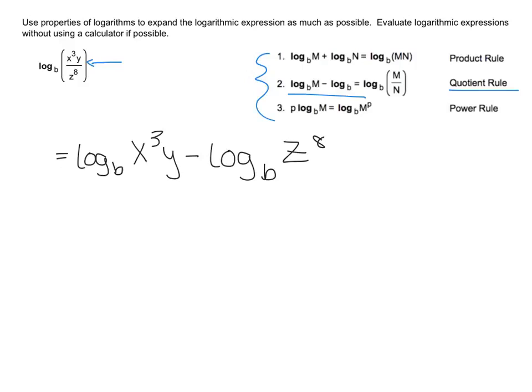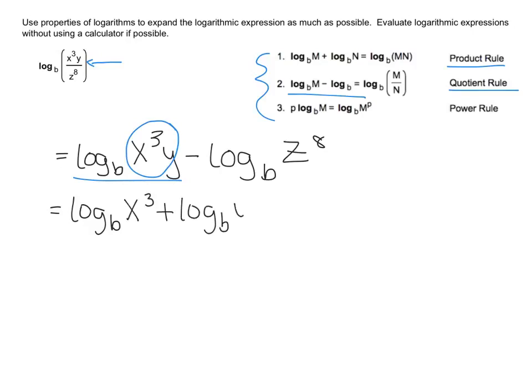Now I'm going to look at each individual log and see if I can expand them further. If I look at my first expression, log base b of x cubed y, I can see that the x cubed and y are two values being multiplied together. So I'll use the product rule. And that expands to log base b of x cubed plus log base b of y. And I'll still keep the minus log base b of z to the 8th.